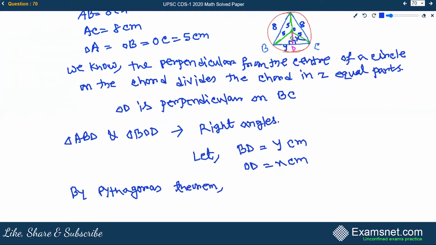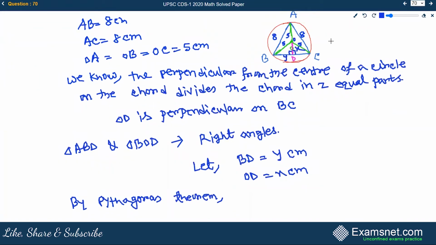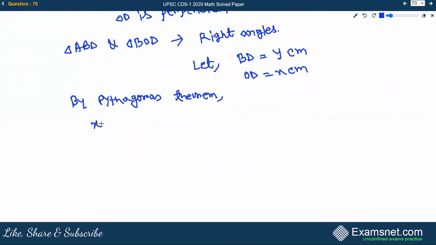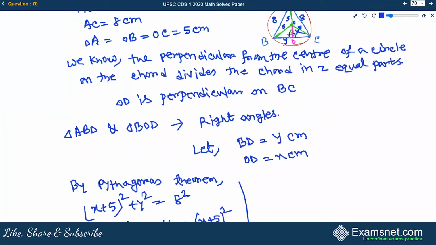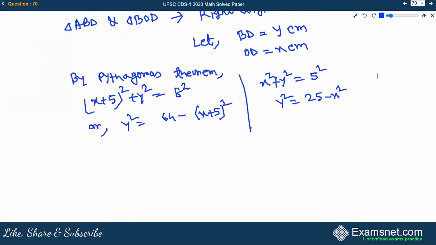By Pythagoras theorem, we can write from ABD, that is (X plus 5) whole square plus Y square equals 8 whole square. So further we can write Y square equals 64 minus (X plus 5) whole square. And also from BOD we can write X square plus Y square equals 5 whole square. That means Y square equals 25 minus X square. Now let's name it 2 and 1.